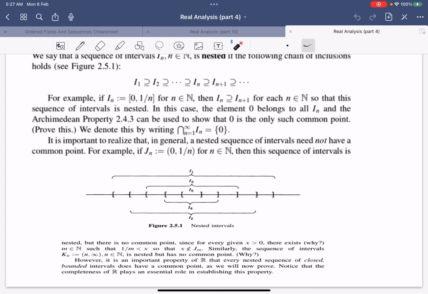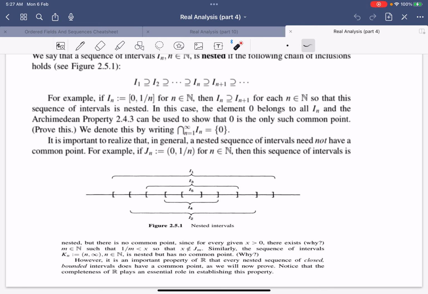So a sequence of intervals is known as nested if the first interval is the largest, it contains the second interval, and it contains the third and fourth. And so every interval gets smaller basically. So the n+1 interval is contained within the nth interval. So you can see that if the interval is the closed interval 0 to 1 over n, then this is a nested interval sequence and the intersection is equal to 0.